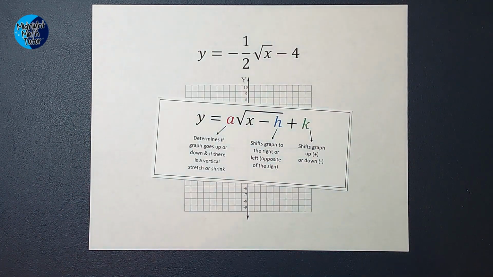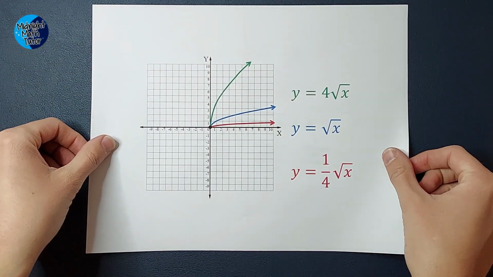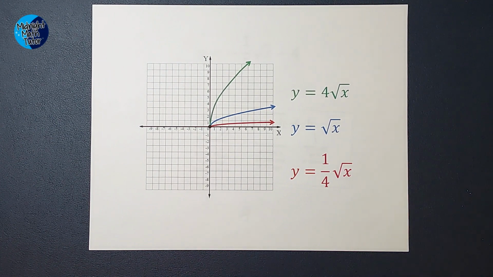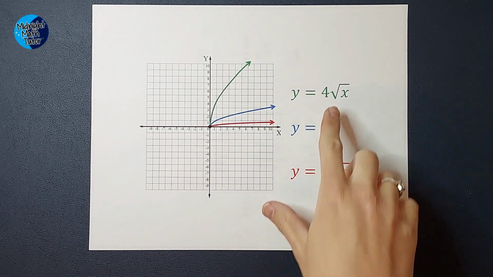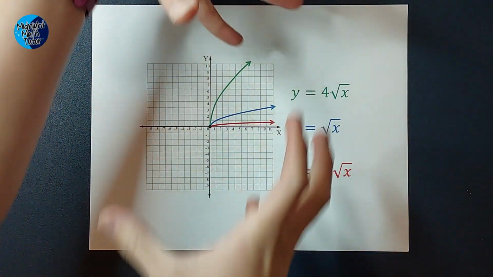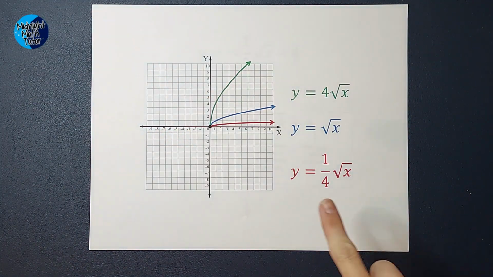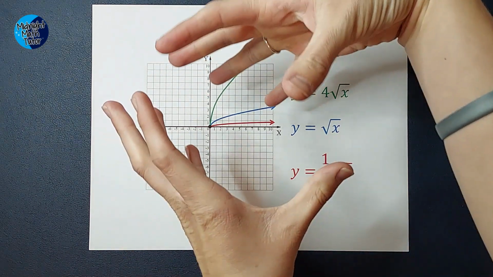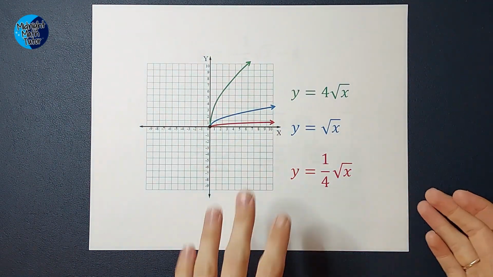The 1/2 is going to shrink my graph. And if you're like, what does that even mean? I'm gonna show you real fast, okay? Here is an example of what this can do. The blue one is that parent graph I just showed you, okay? The green one you see has a 4 out front, and that stretches it. You see how the green one is stretched? And the red has a 1/4 out front and it compresses it, okay? So that is what the number out front does.